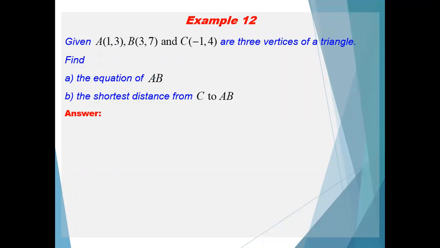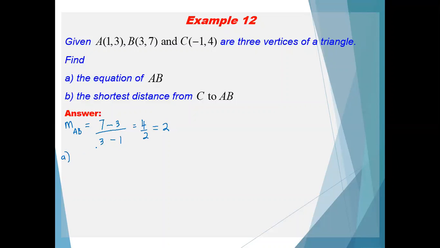To find the equation of AB, you have to find the gradient of AB first. Gradient, remember how? y2 minus y1 over x2 minus x1. So y2 is 7 minus y1 which is 3, over x2 which is 3 minus x1 which is 1, so equal to 4 over 2, which is the gradient is 2.